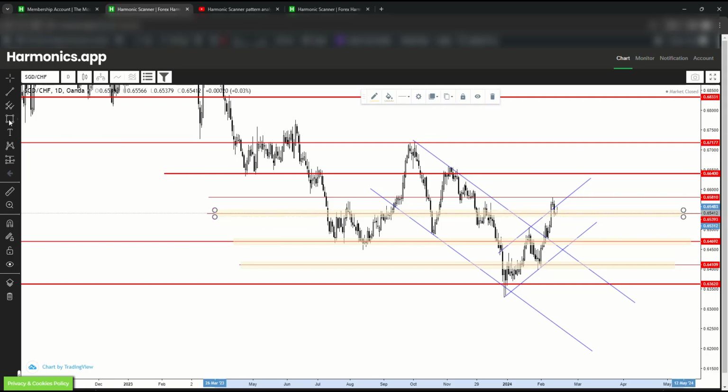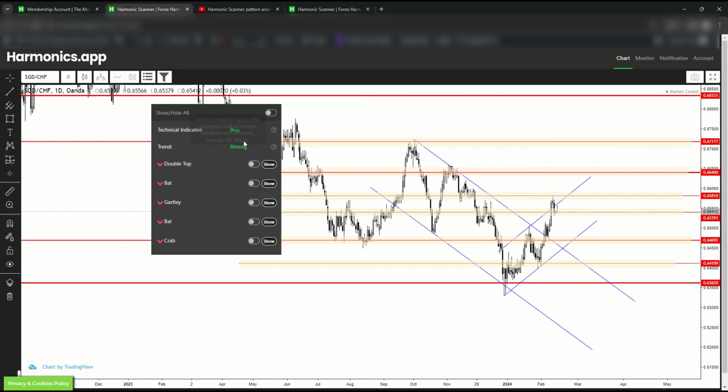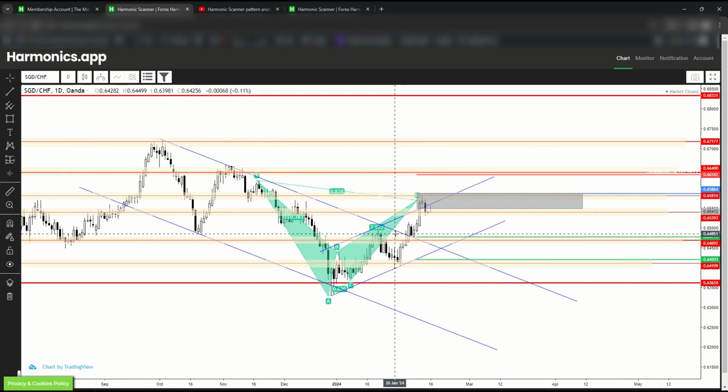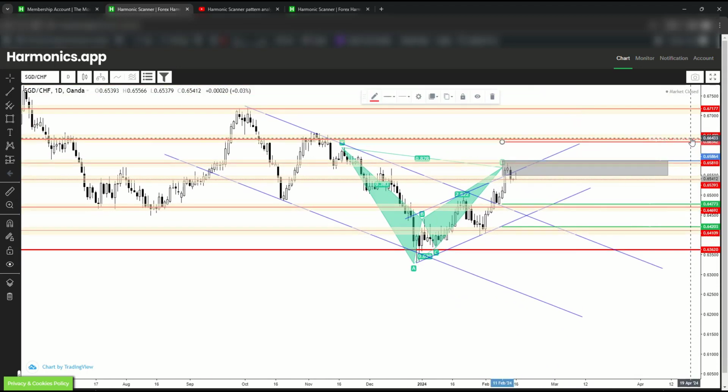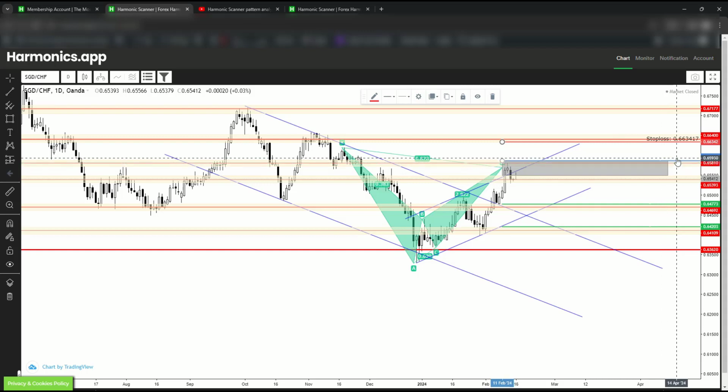Let's check this one here and also this one. And let's put another one here, to have a better picture of where the price could stop and bounce. And this is it. Let's show the bat pattern, not this one here. Let's put this one on the style text black so we can see what the level is.